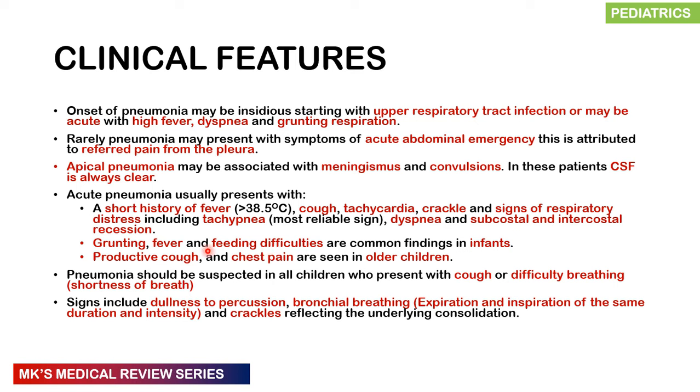In older children, you may get a productive cough and some chest pains. A productive cough is not so common, especially in younger children, because they are unable to expectorate. Remember that pneumonia should be suspected in any child who presents with difficulties breathing and cough. If they are very young and come in with difficulties feeding, then you should suspect pneumonia. Certain signs on examination include dullness to percussion, bronchial breathing, where expiration and inspiration are of the same duration and intensity, as well as crackles, which may suggest an underlying consolidation.